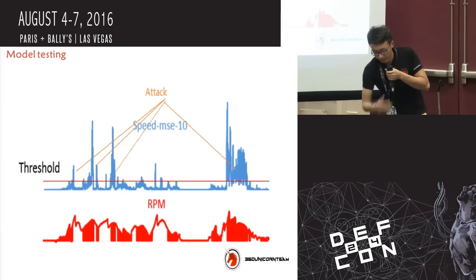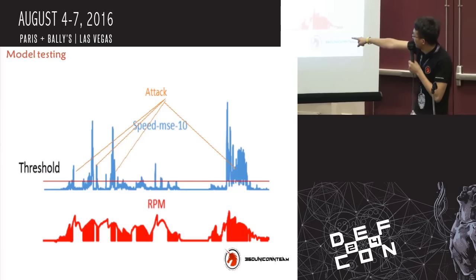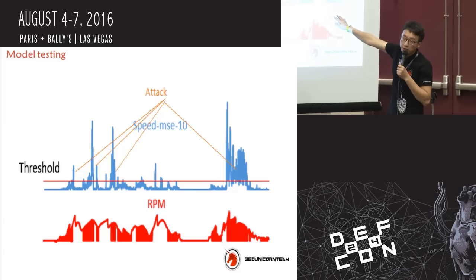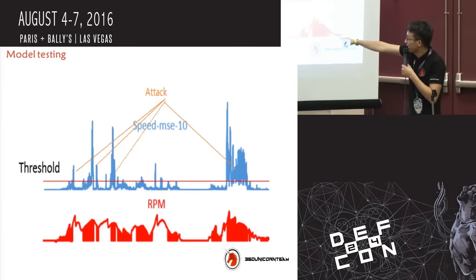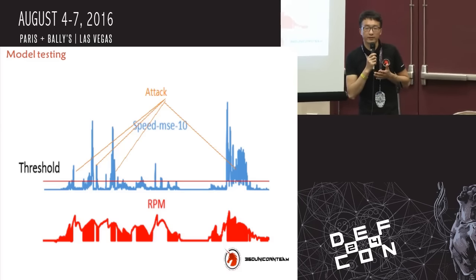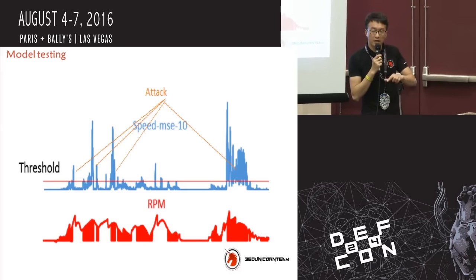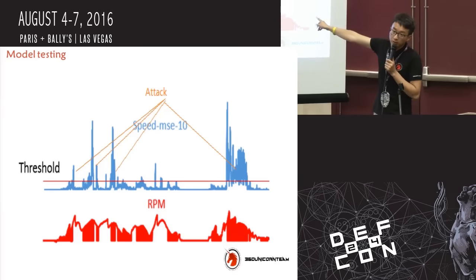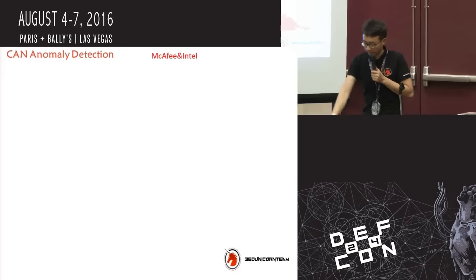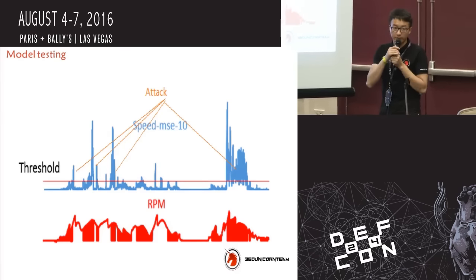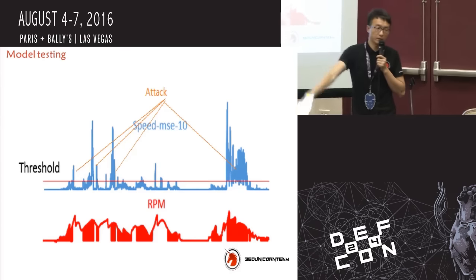And you can see below is the attack, and above is the mean square error. You can see when there is an attack happening, the prediction deviates very much from the actual value you acquired from the network. Okay, I think this is all I got. So does anyone have questions?